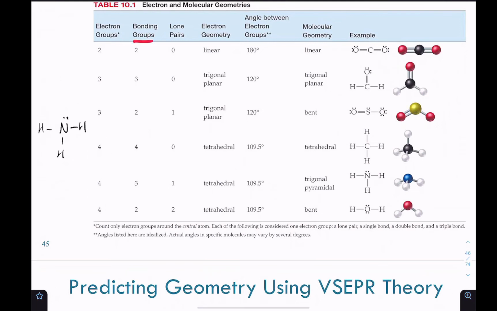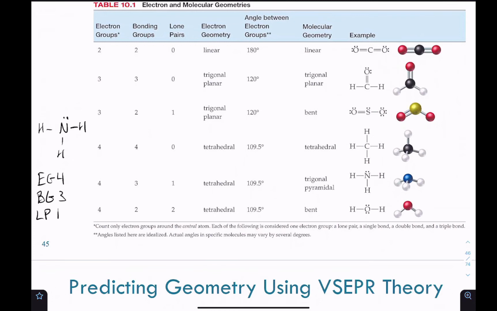The next one is bonding groups. Actually, let me write this out. Electron groups, bonding groups. So how many bonding groups are there? There's 3. And then how many lone pairs? It's a lone pair of electrons. 2 electrons together make up 1 lone pair. So there's just 1 lone pair.